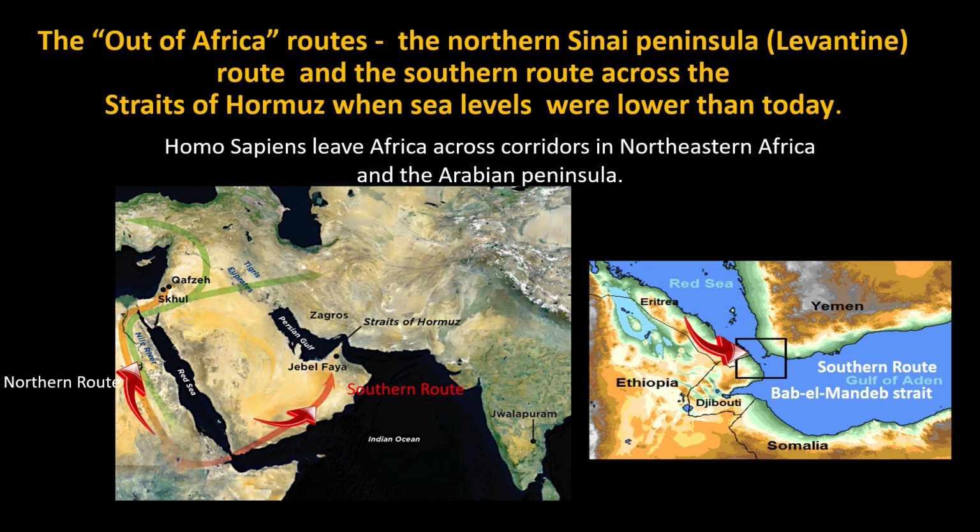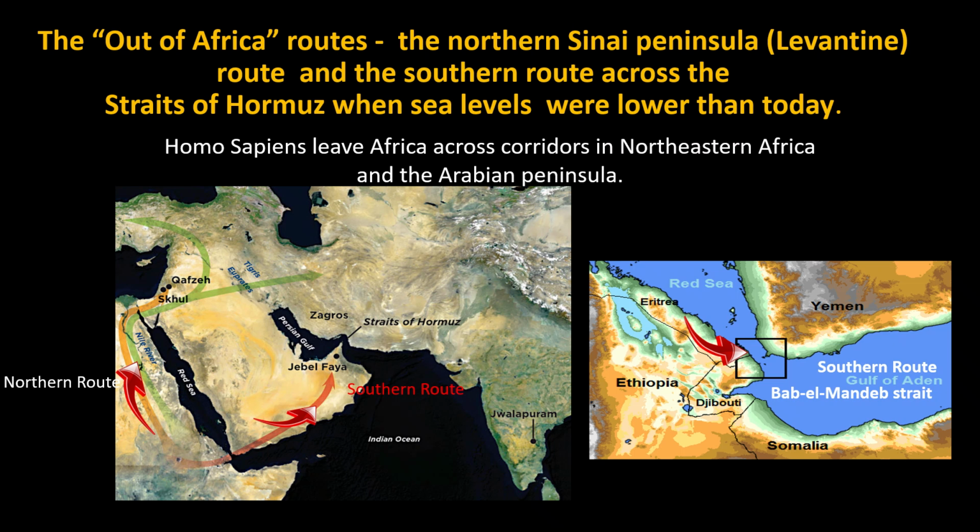The out-of-Africa migrations primarily involved two hypothesized routes: the northern route and the southern route, or coastal route. The northern route through the Sinai Peninsula and into the Middle East is strongly supported by early hominin sites like Dmanisi, Georgia, for Homo erectus dispersals starting around 1.8 million years ago.